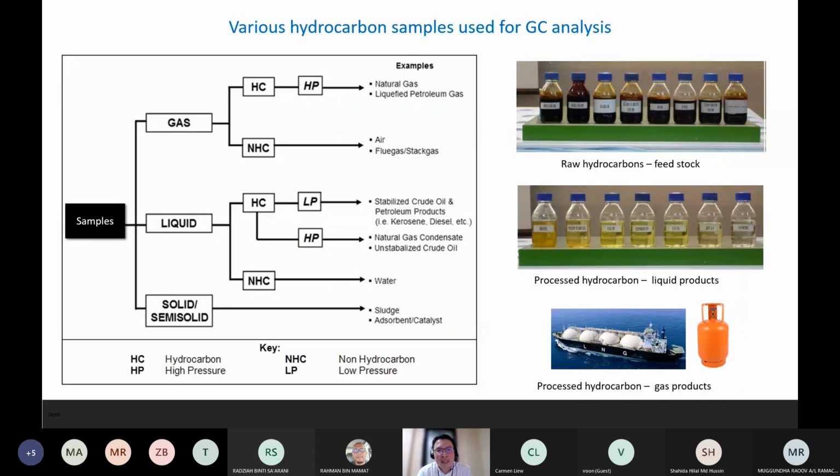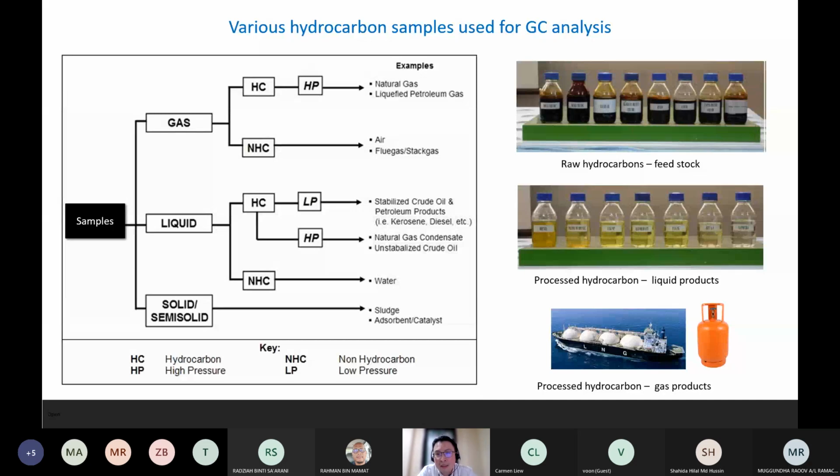So let's look into the different types of samples that gas chromatography can be used for in the oil and gas industry. First of all, most importantly, is to identify what kind of sample you are going to analyze. The samples have to be able to be vaporized or volatilized in a heated environment. They should not be too heavy, because they might drop out or condense when they move through the chromatographic setup.